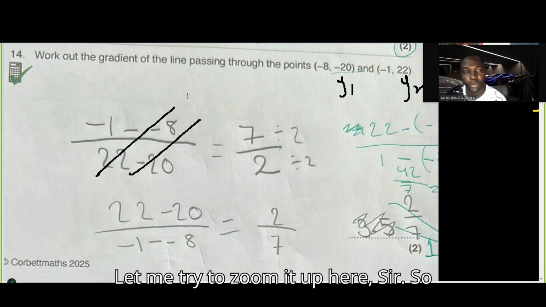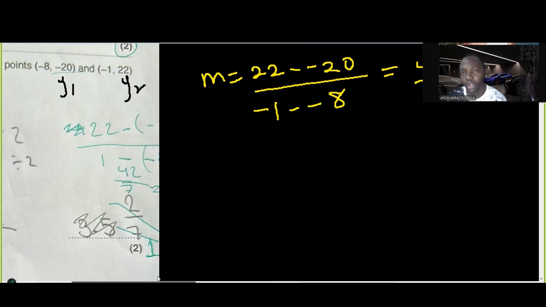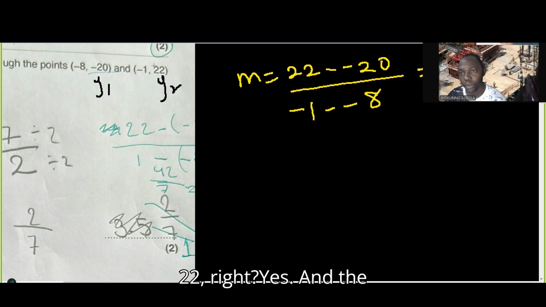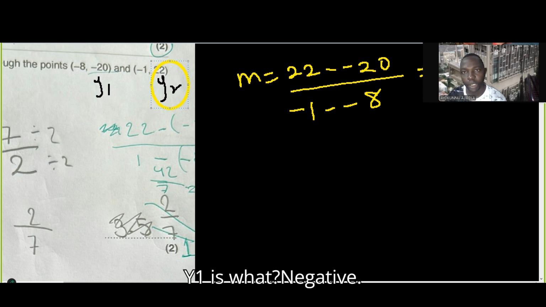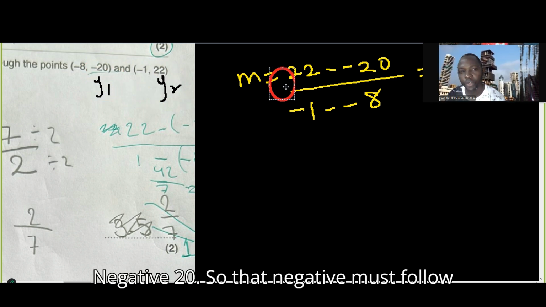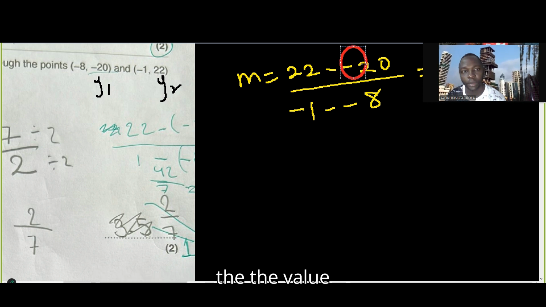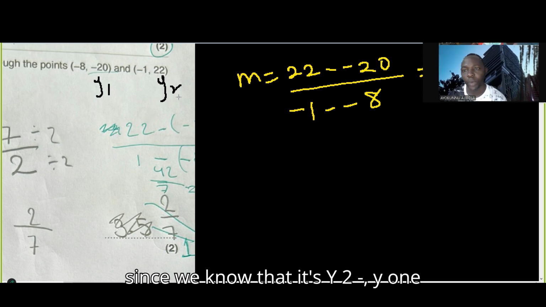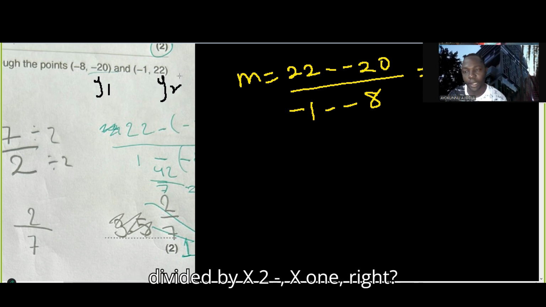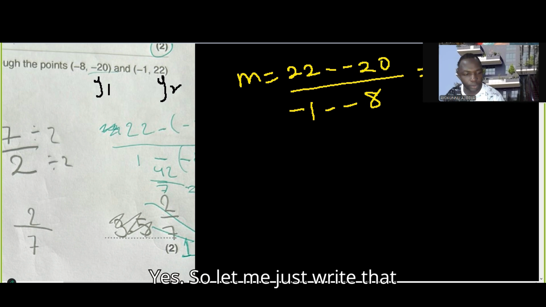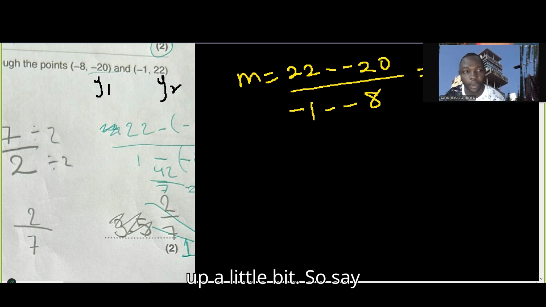Let me try to zoom it up here. So I said the y2 is 22, right? Yes. And the y1 is what? Negative 20. So that negative must follow the value, since we know that it's y2 minus y1 divided by x2 minus x1, right? Yeah, so let me just write that up a little bit.